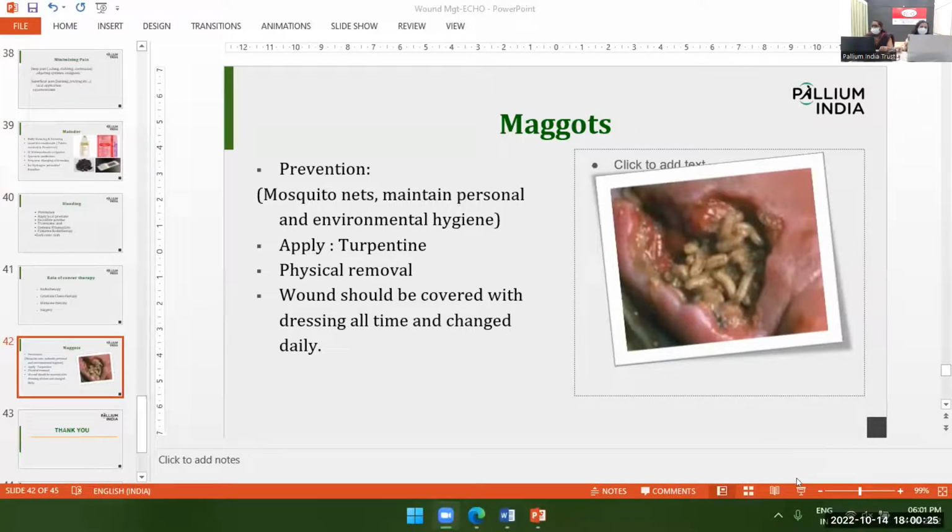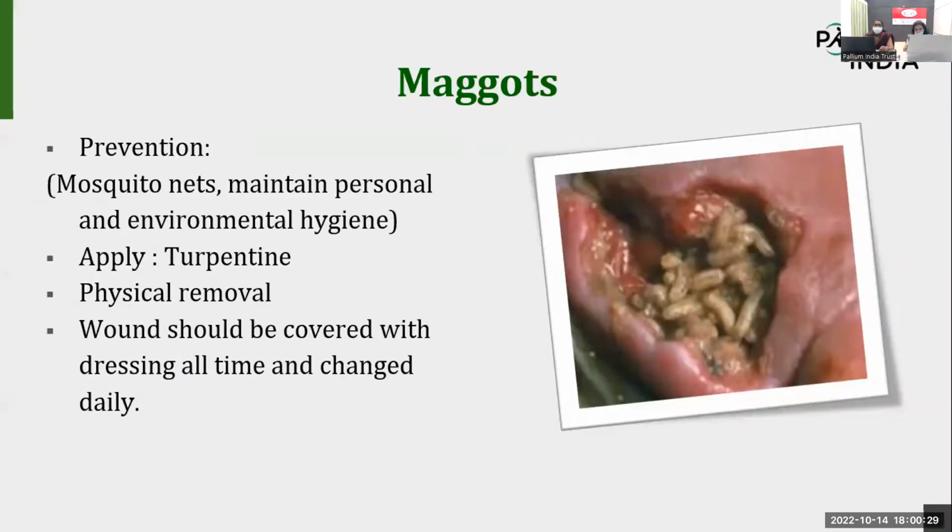So here, the maggots come from house flies. Usually house flies are attracted to infected wounds. When they touch the wound, they may lay eggs. Within 8 to 12 hours, maggots come out. That is why we educate the patient and the caregivers about the importance of covering the wound properly.